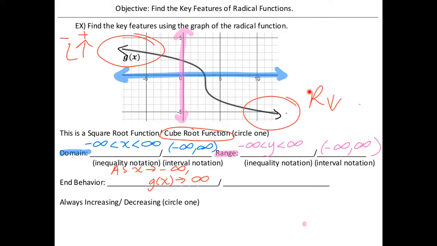So which infinity is the right side, positive or negative? The right side is positive, and it goes down is negative. So we say as x approaches the positive infinity, g of x approaches the negative infinity because it's going downwards. Okay? And then from left to right, starting at the left side to the right, is this increasing or decreasing? Decreasing. Good.